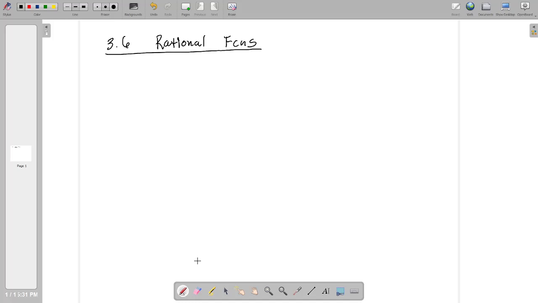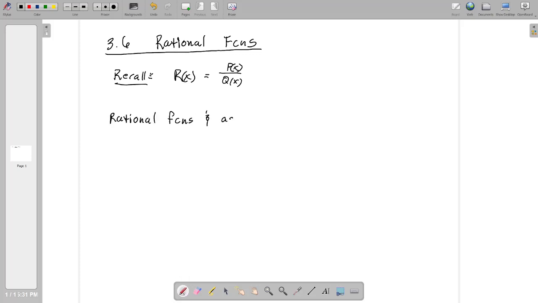Today we're going to talk about rational functions. I'm going to start with recalling what a rational function is. So recall that a rational function, r of x, is one polynomial, p of x, divided by another polynomial, q of x. So as long as we have a function where we have a polynomial divided by another polynomial, our function is called rational.